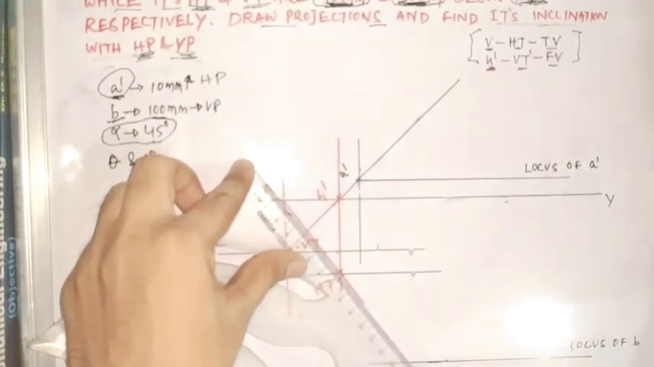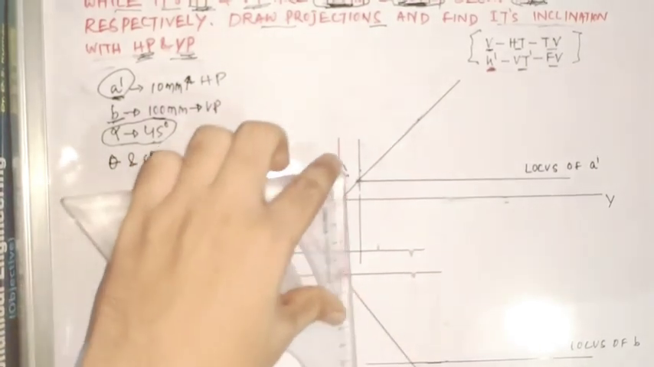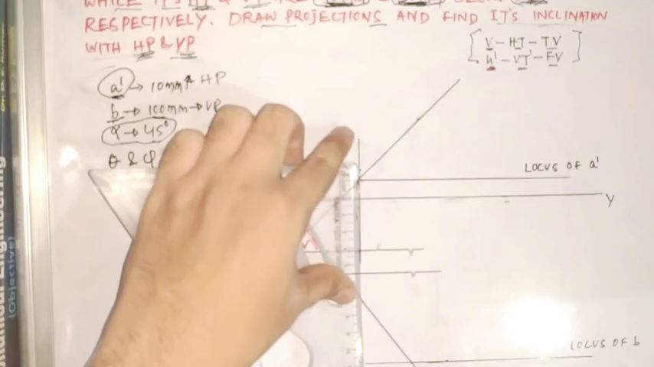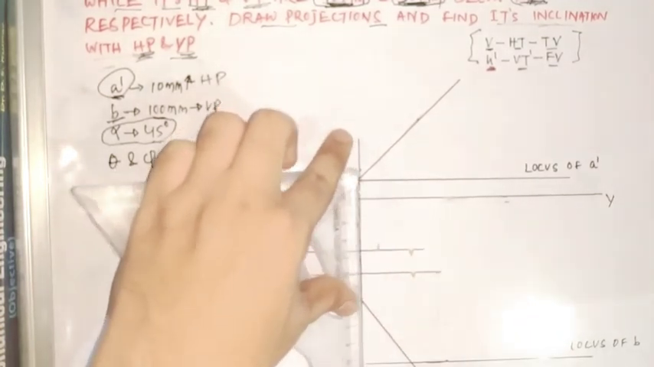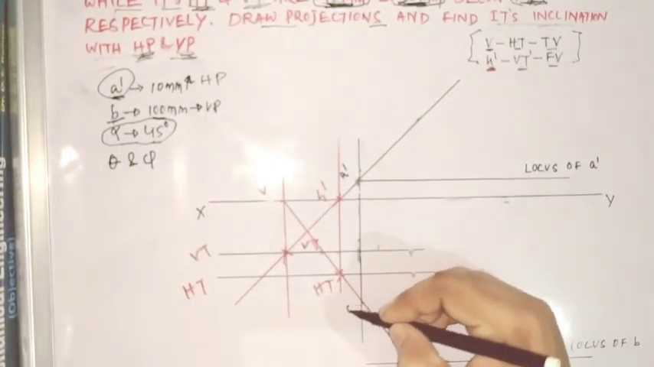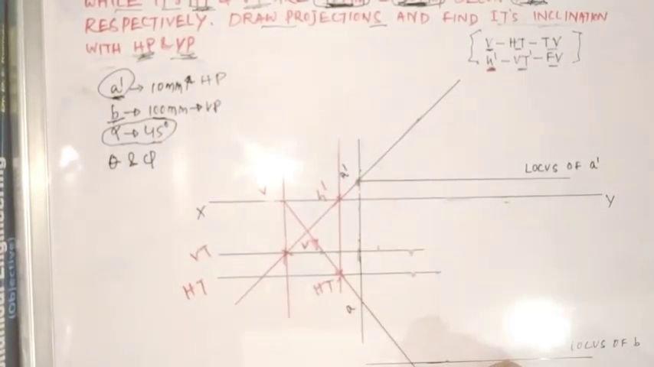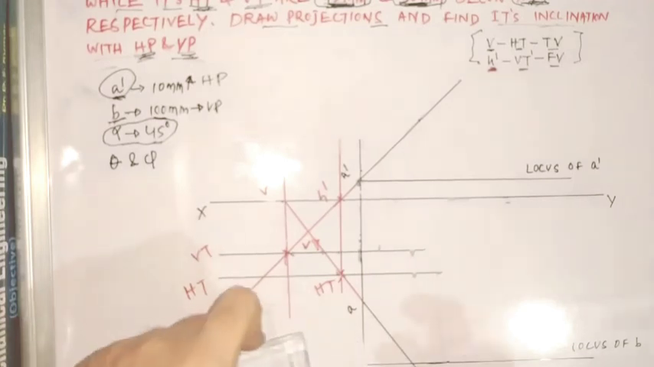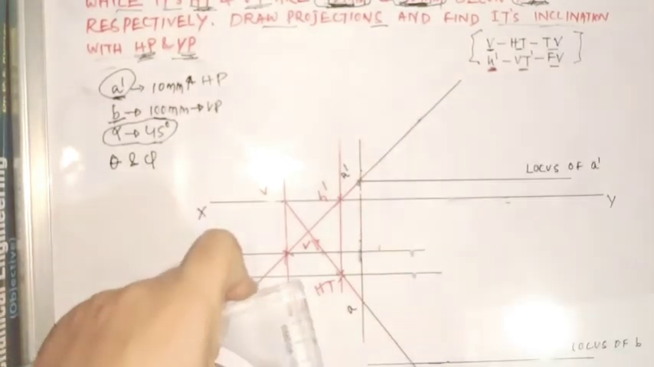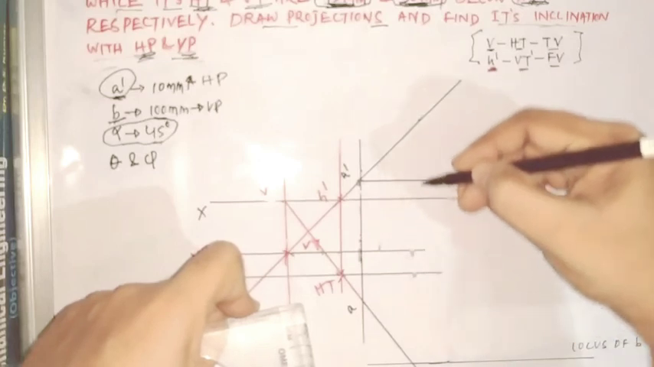So let me use the black. I'll be getting the top view over here. Let me extend this vertical line again, so I can locate the A point over here, and this will be my B. As we know, somewhere on this line I'll be getting the B point, so I'll be getting B point here.